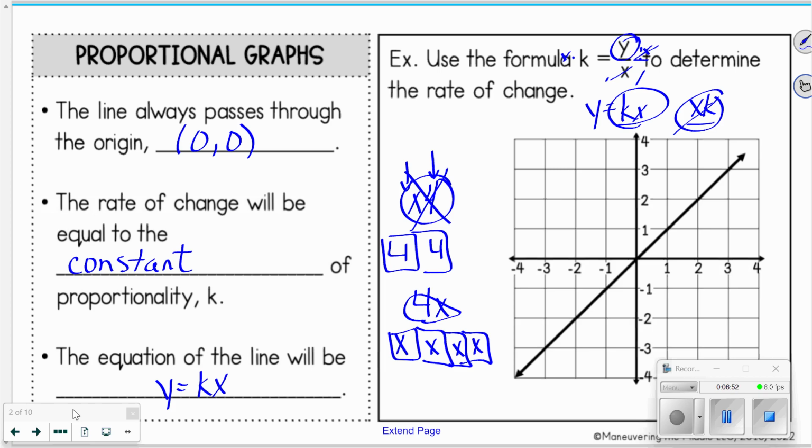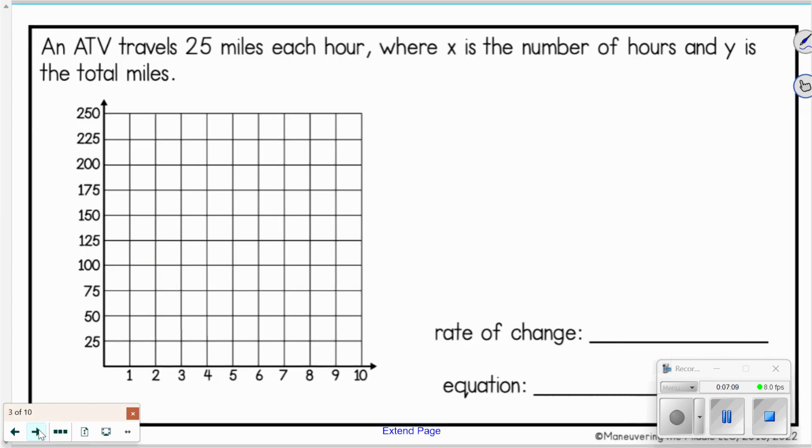Make sense? Okay. So that's why when we rewrite this, we rewrite it as y equals kx, because that constant is going to be replaced by a number. Once we find our constant of proportionality, that number will go in there. Any questions on our notes piece? Okay, so let's get into the actual lesson.